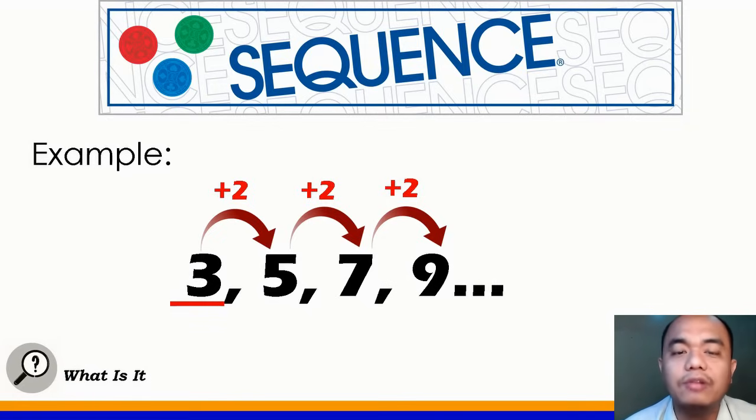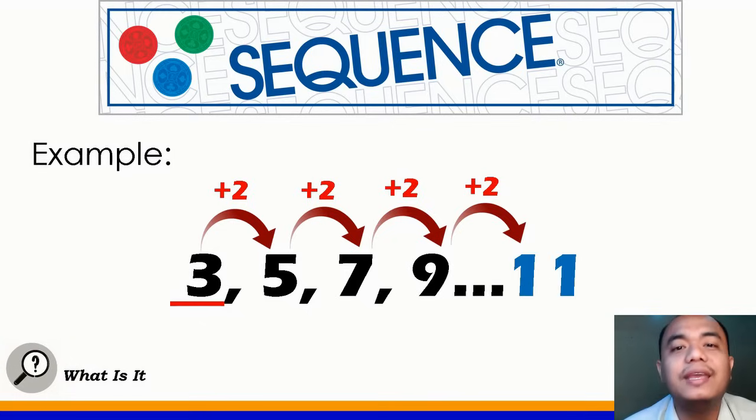So what can you say about our sequence now? Ano ang masasabi mo sa ibinigay nating example or halimbawa ng sequence? Yes, the sequence has a common difference of 2. Very good. Now, kung tatanungin kita, ano kaya ang susunod na numero from 9? Yes, it's 11. Very good. And how do we get 11? Yes, we add 2. So 9 plus 2 is 11.